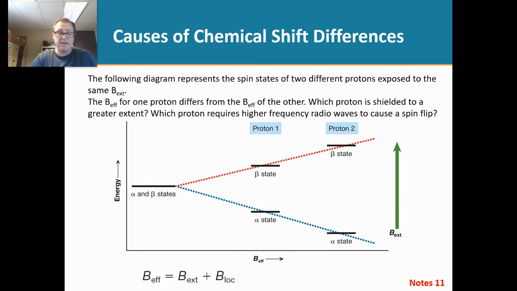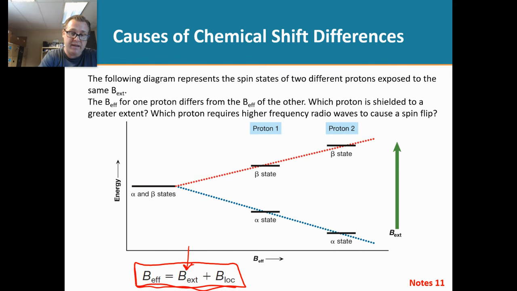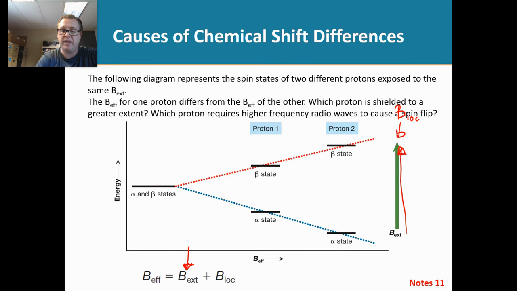Now there's this equation shown right here at the bottom, which tells us how to calculate B effective. And that is simply you add the two. If the external magnetic field is going up, that's going to be a positive number. And then B local is going to oppose it, in the opposite direction. So that number, the local, is going to be a negative number. Let's write that: a positive and a negative number.